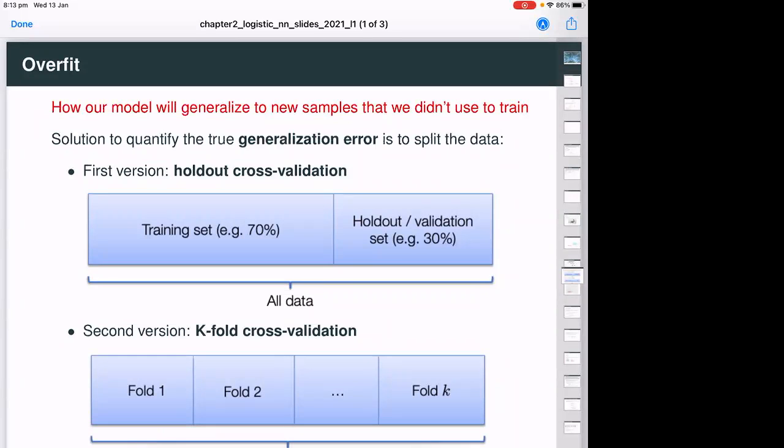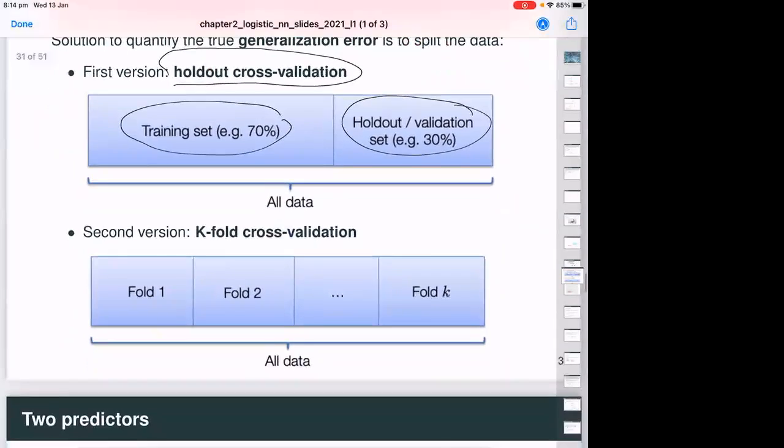There are different options to do this. We'll talk about this later, but the first version is hold-out cross validation: a training set and a validation set. Or you can do k-fold cross validation. We will see later that the best strategy, when you have a lot of data, is to cut your data into three sets: training, validation, and testing, when you do deep learning.